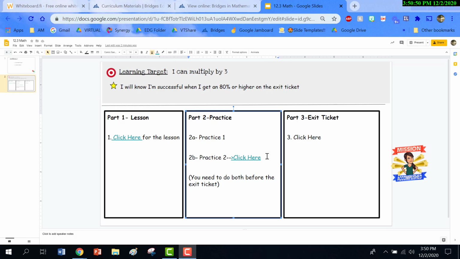Today what we're going to do is we are going to learn how to multiply by 3. We did zeros and ones and twos this week so far, so we're going to move on to threes. We're going to start with a little lesson, and then you'll have a couple practice activities, and you'll wrap it up with a quick exit ticket.